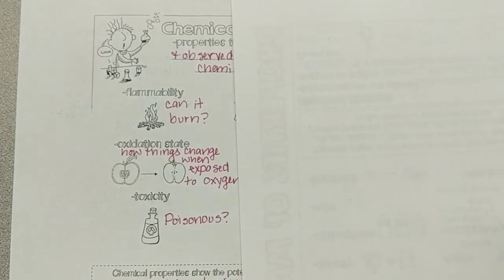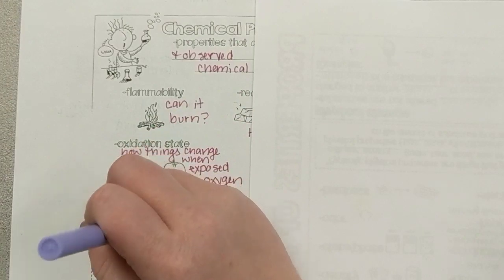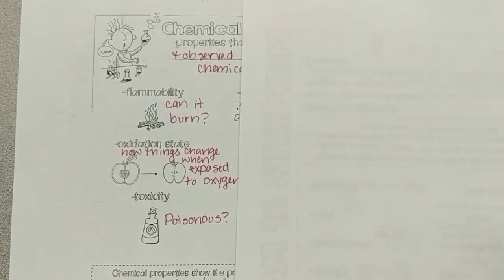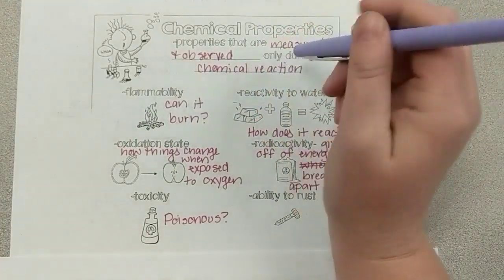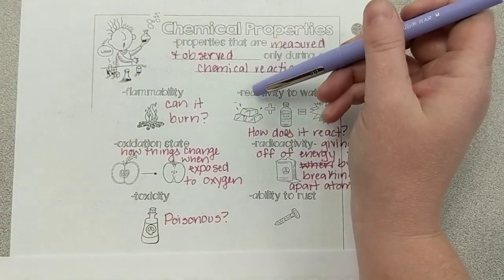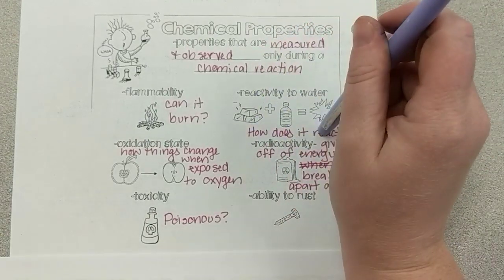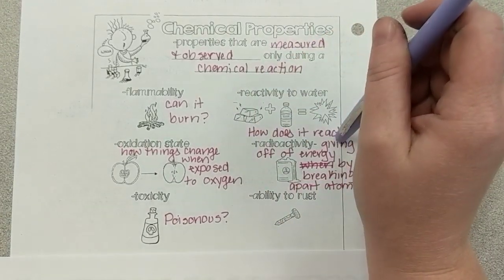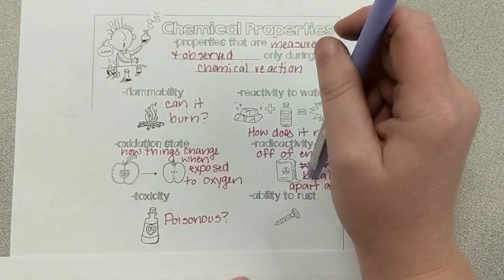Another chemical property is toxicity. This is definitely not something we just know walking around looking at things. Toxicity just means, is it poisonous? Another one is reactivity to water. A lot of things don't really have a major reaction to water, but some things can be really explosive when exposed to water. Another example is radioactivity, giving off of energy by breaking apart atoms.